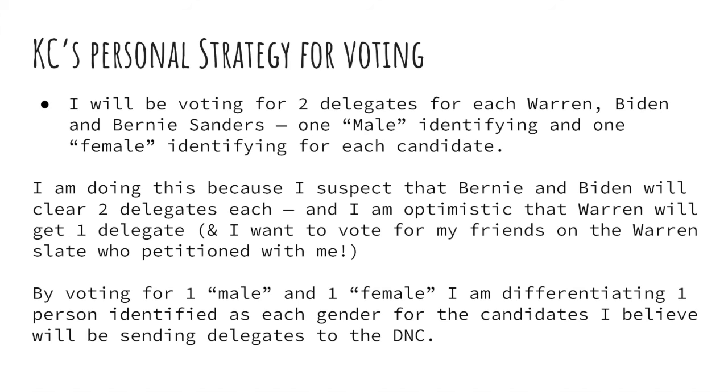I will be honest that I am excited to cast votes for people who are my friends on the Warren slate. And by voting for 1 male and 1 female, I am differentiating 1 person identified as each gender for the candidates I believe will be sending delegates to the DNC. This is my strategy for having the most impactful vote.